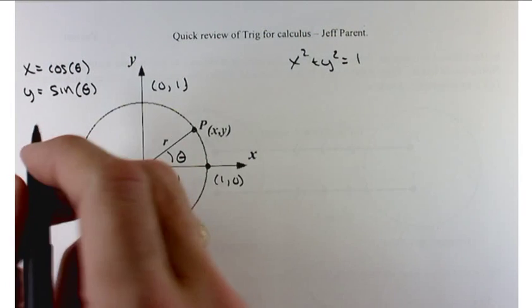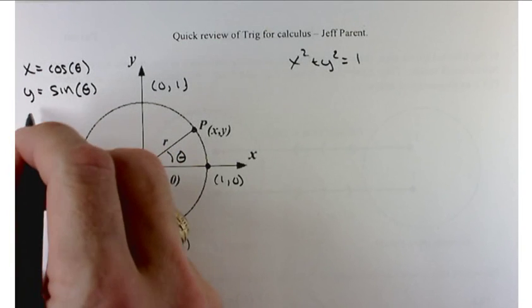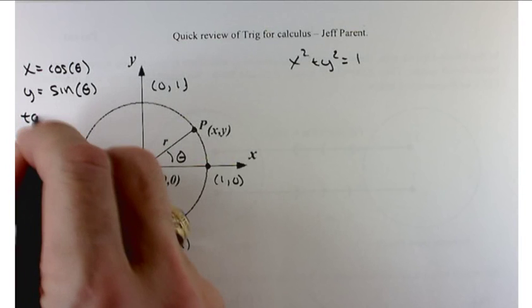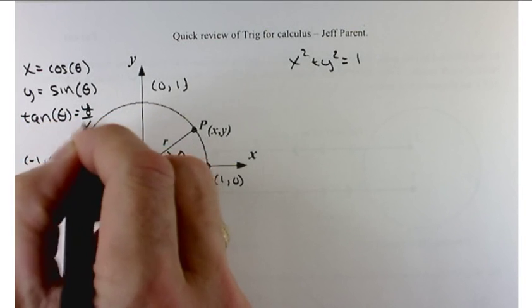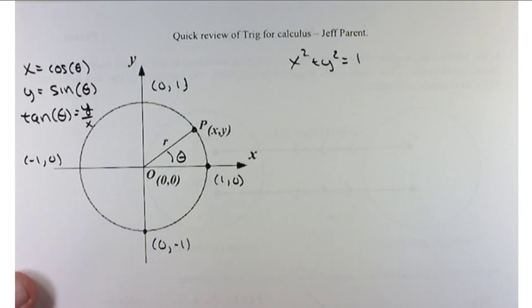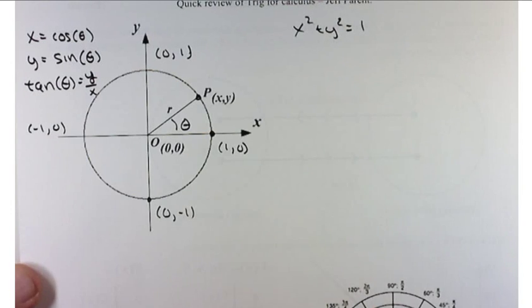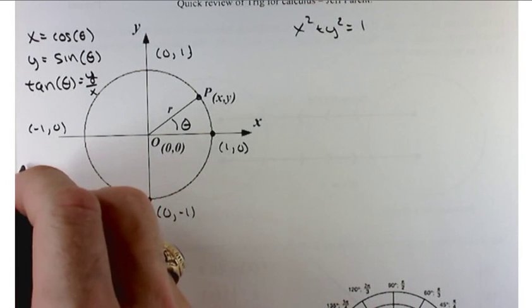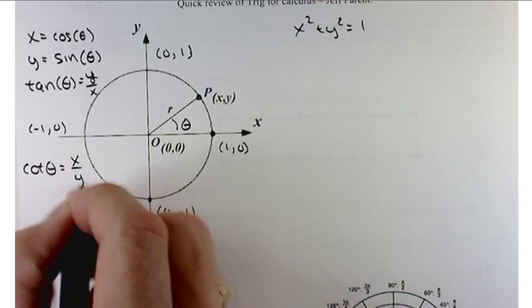If we take a look at the ratio of y to x, then I get the tangent of theta. Tangent of theta is y over x. What about the reciprocal of the tangent? What's the reciprocal of the tangent called? Cotangent. Good. So the cotangent of theta would be x over y.